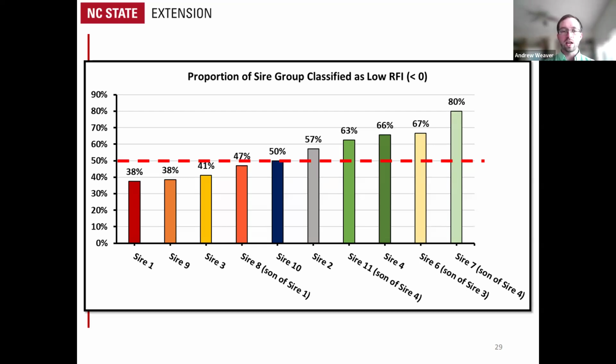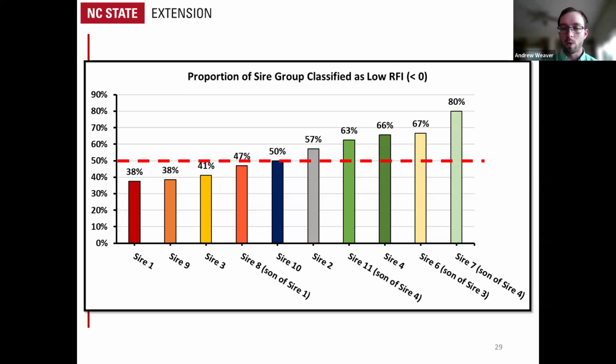So the interesting thing is you look across here, sire 1 and sire 8, who is a son of sire 1, they're both less than half of their progeny end up low RFI. So the majority of the progeny out of those sire groups end up as positive RFI, less efficient animals.